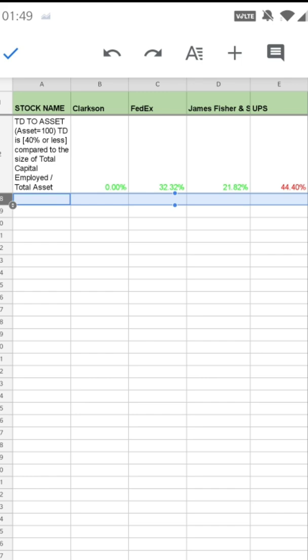Okay, now for the fun part. Now we're going to look at the stock analysis itself. We're going to start with the balance sheet test. And the first of that test is the total debt to assets ratio.